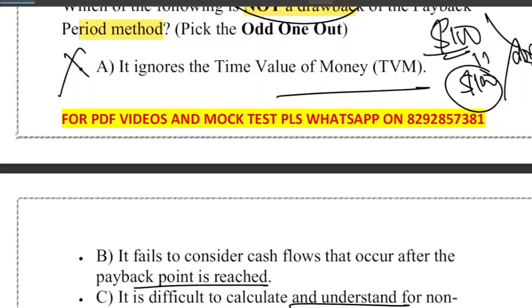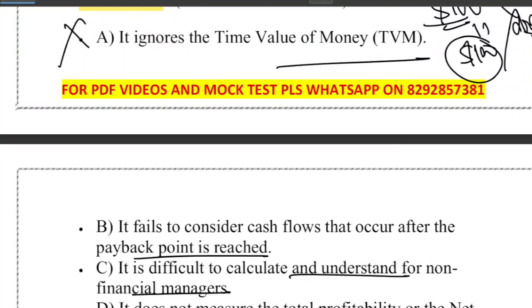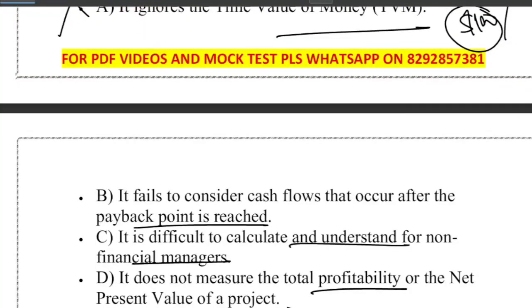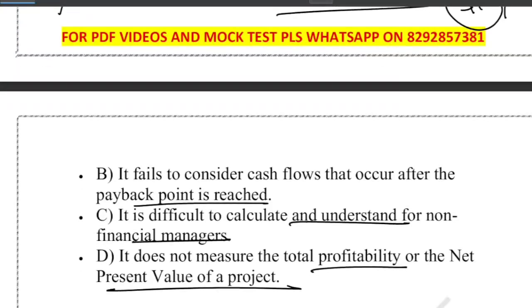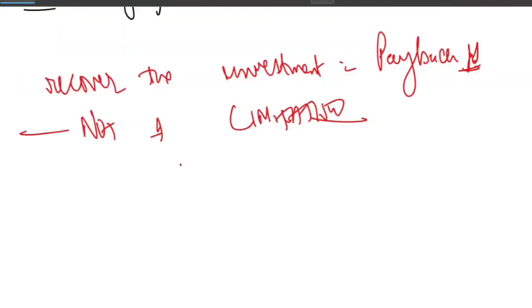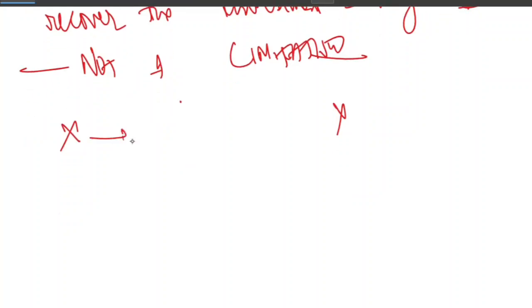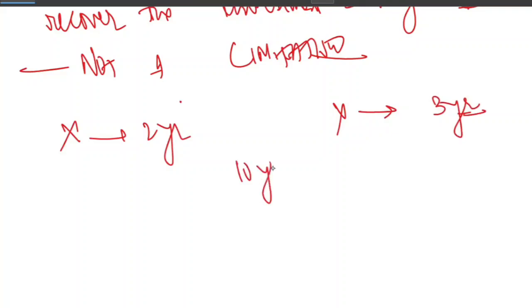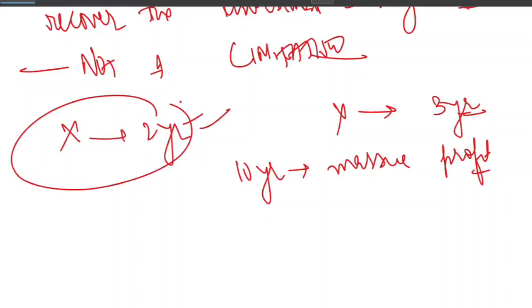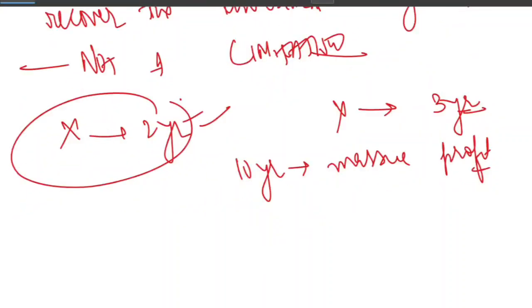Option B, if you look at, it says that it failed to consider cash flow that occurs after payback. Suppose there are two projects, let's say project X and project Y. Suppose project X has a 2-year payback and project Y a 3-year payback, and after that 10 years of massive profit happen. Fine. So payback period will tell that okay, this X is better because you are able to recover the investment within 2 years.